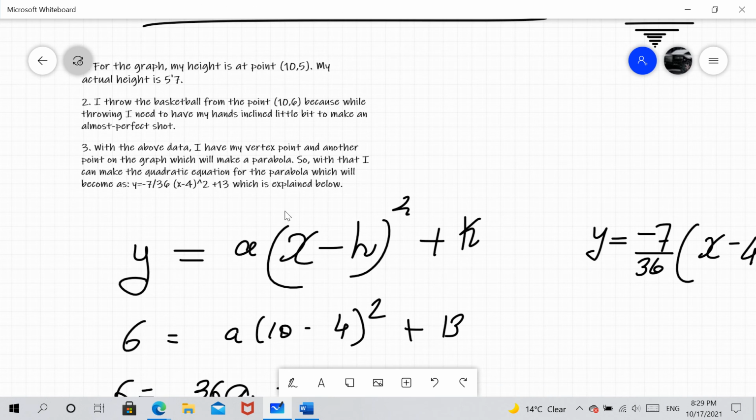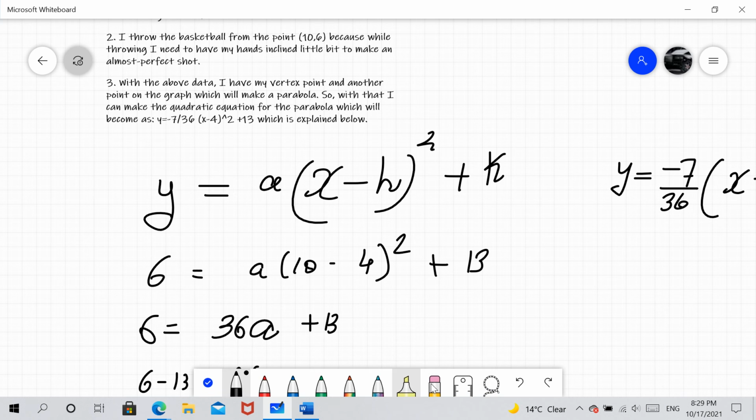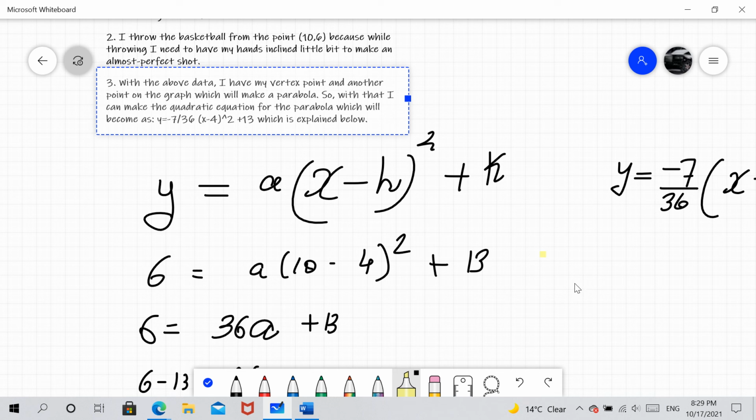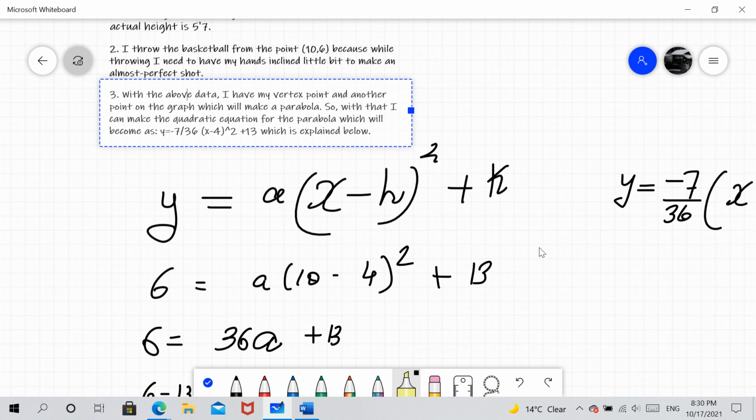So I took the vertex form of the quadratic equation, and I simply put all of the values inside this equation. You see this whole equation right here, y equals a into bracket x minus h whole squared plus k. That is simply it. Okay, so I plugged in all of the values that I had before. The y value will be 6 because I had the point 10 comma 6.